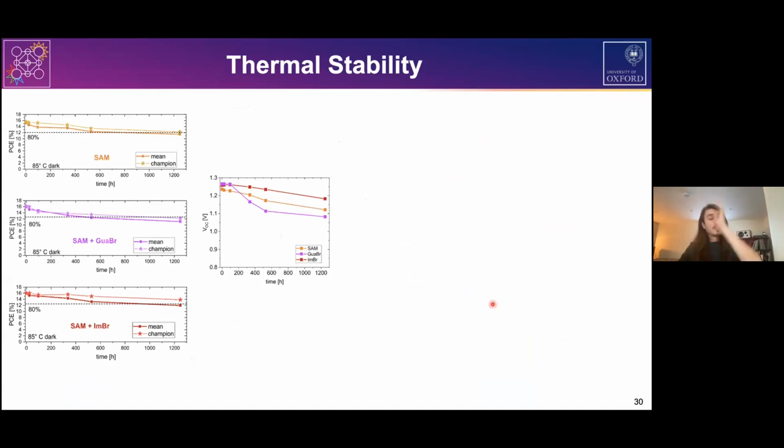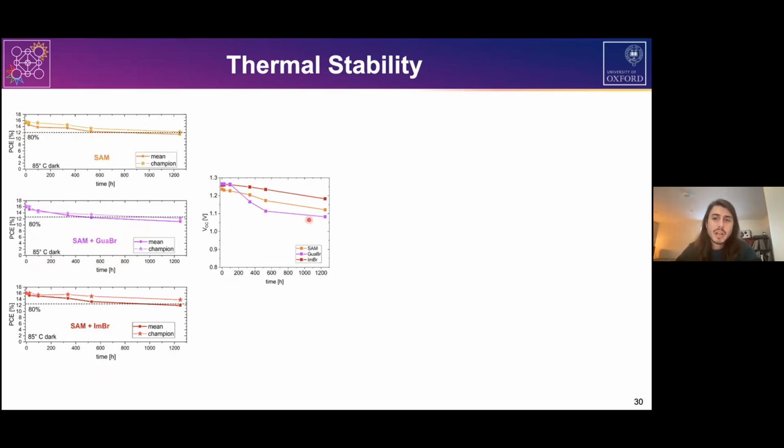So lastly, just quickly, I wanted to show you some stability data of these devices. And just to point out, here we check the effect of the guanidinium bromide or the imidazolium bromide in terms of stability. These are thermal stability tests at 85 degrees. And as you can see, compared to the reference SAM devices, the guanidinium bromide actually made the stability worse. So the devices themselves are less thermally stable. And the other way around, the imidazolium bromide actually helped the stability. Some of the devices still survive more than 1,200 hours at 85 degrees.